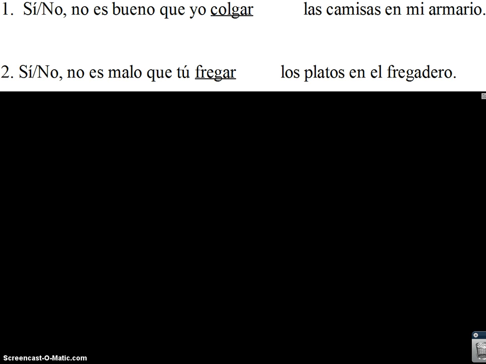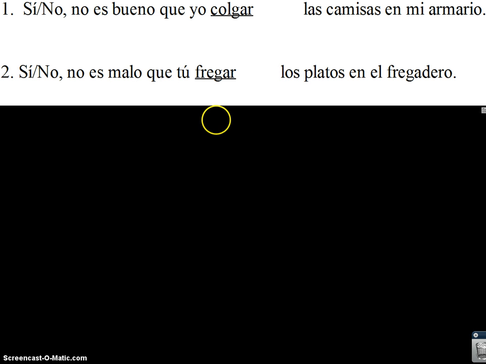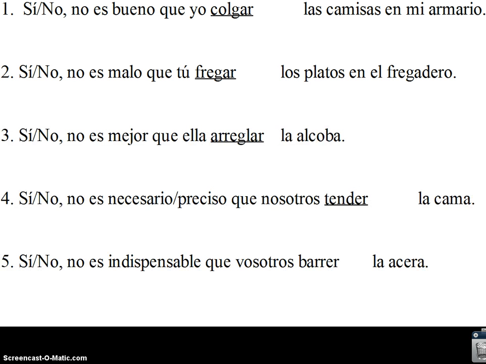Number 2, you're going to take the second expression from your notes. You are going to decide if you want to start your sentence with sí or no, no. Es malo que tú. Then you're going to conjugate fregar in the subjunctive, because you've just given an opinion here. And write the rest of the sentence, skip a line, English. So hopefully you guys understand the process.